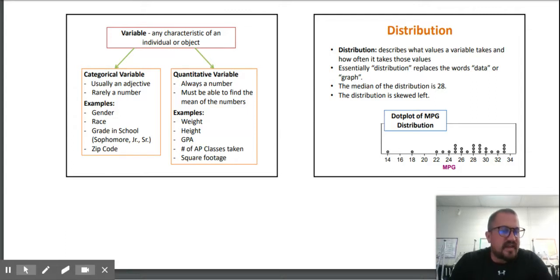So a lot of the data is over towards the right, and so it is called skewed left. And the median of this one, it says, is 28. So if we took all the dots and found the middle one, that middle dot is at 28. So that's a distribution.